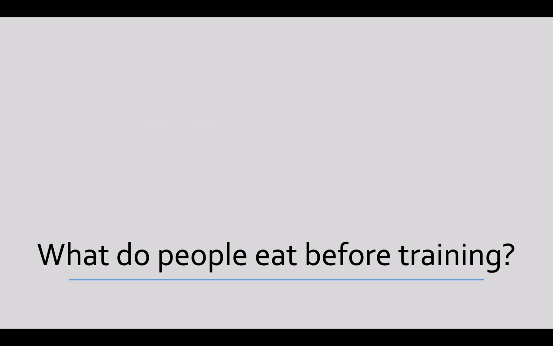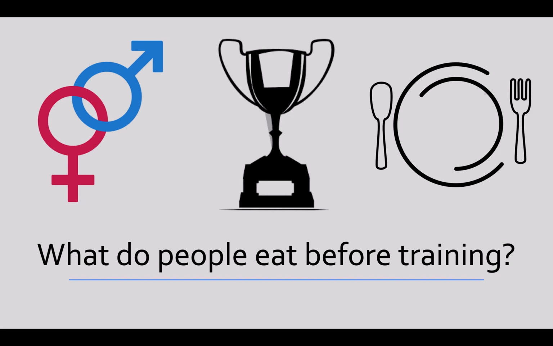So we wanted to better understand, what are people actually eating before training sessions? And so it's important to understand as a whole what endurance athletes are doing, but then we also wanted to see if there were any subgroup differences. And to do that, we analyzed the results based on sex, based on the competitive level, and based on the habitual dietary patterns people follow.